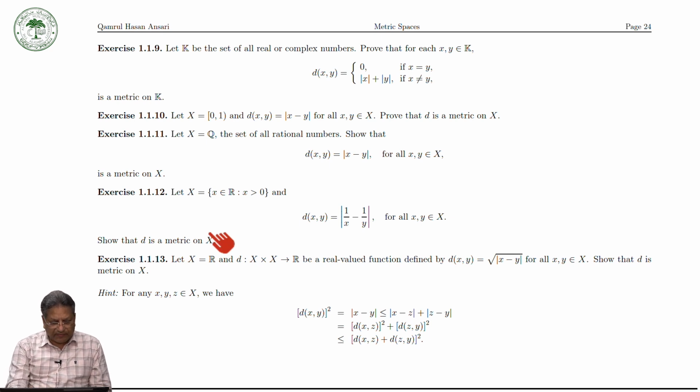Now, if I define X is equal to R, the set of all real numbers, and I define the function d(x,y) is equal to square root of mod of x minus y, then this d is also a metric. The only thing is that, of the properties M1, M2, M3, you will only have to prove the triangular inequality. For the triangular inequality, you can take the square on both sides and then use the property of the mod, and you will get the answer.